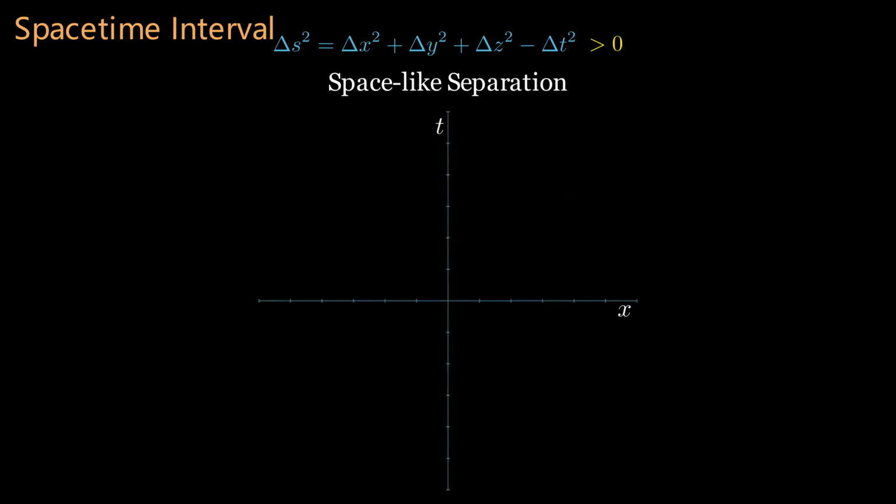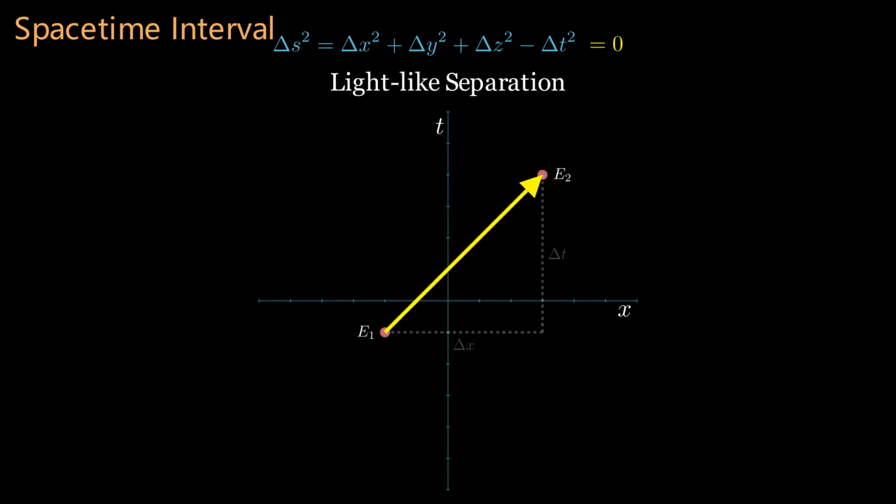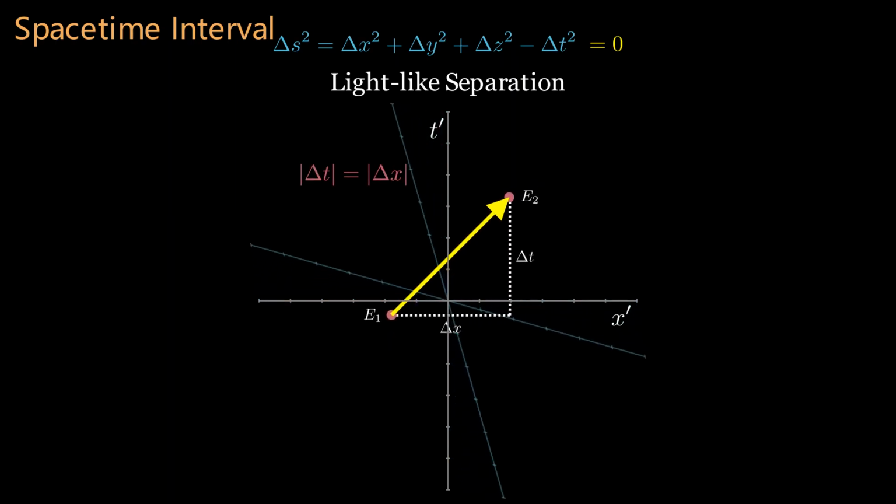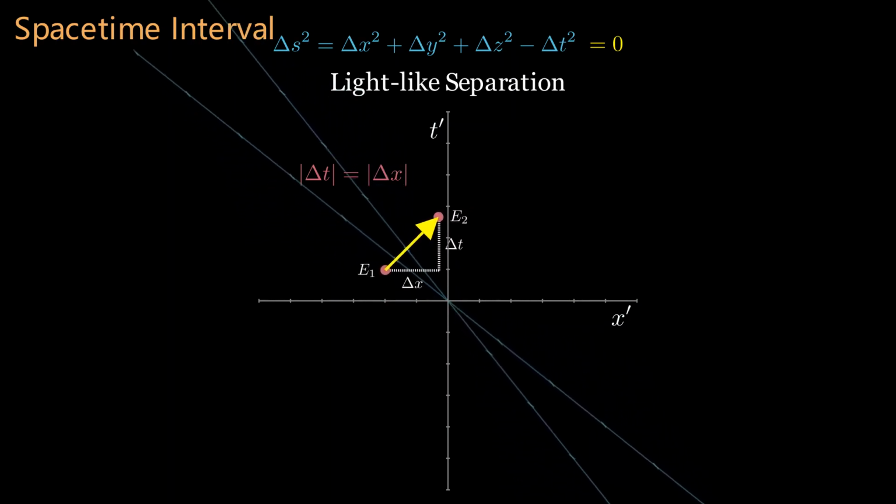When the spacetime interval between two events is 0, it is called light-like separation. Similarly, two events that are light-like separated remain light-like separated in different reference frames. It's important to note that, in the context of relativity, a 0 spacetime interval between two events does not necessarily mean that the two events are identical. Rather, it indicates that they are separated by light-like separation.